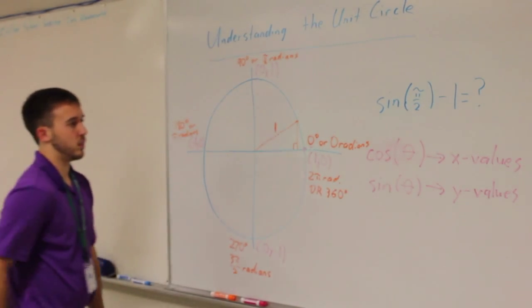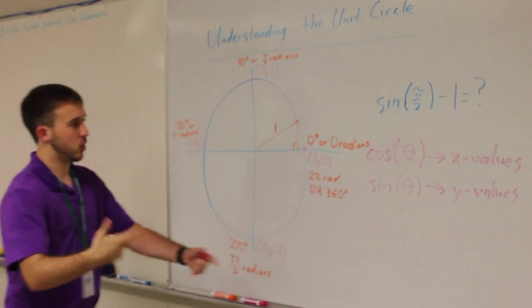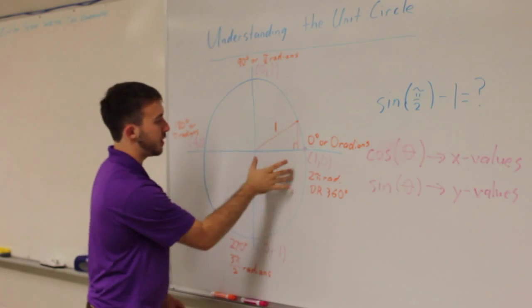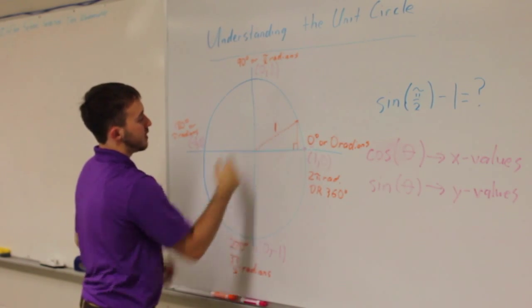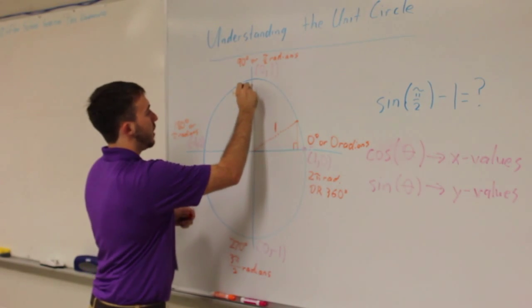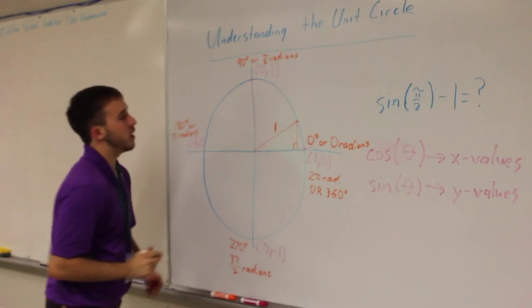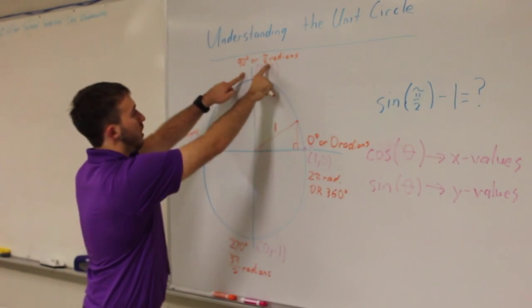So, all that being said, we're wanting to answer this question right here. What is sine of pi over 2? So what I do is look at my unit circle. Where is pi over 2? It's 90 degrees. So if I draw this line from here all the way up, and I hit right there, we're looking for the y value at pi over 2.